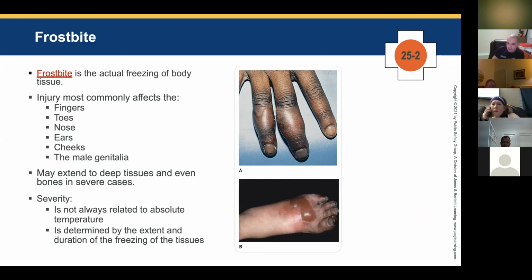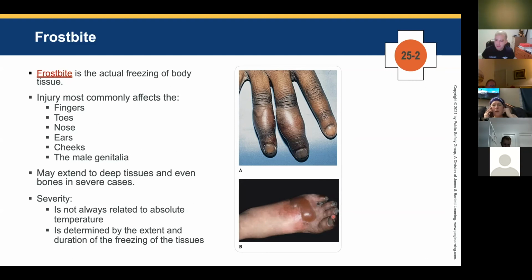And sometimes it's not always related to the absolute temperature. It's more determined by the extent and duration of the freezing tissues. Now you see here on the screen, we actually have some photos of what frostbitten tissue looks like. And we see here the swelling that occurs from the frostbite. This first image looks like a recently de-thawed image, whereas as you de-thaw it, we see here that we get the blistering with the fluid accumulation. But also, take a look at these toes. Notice how those toes are black.